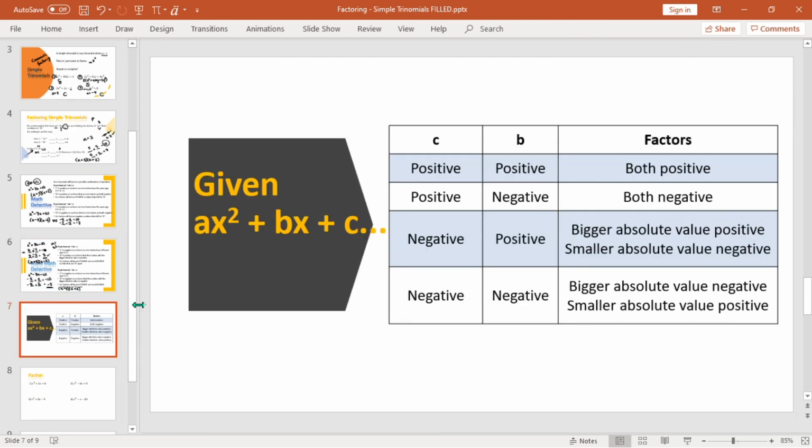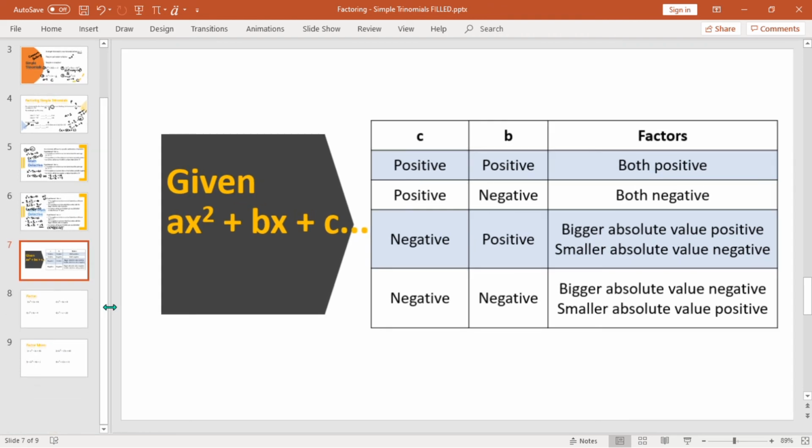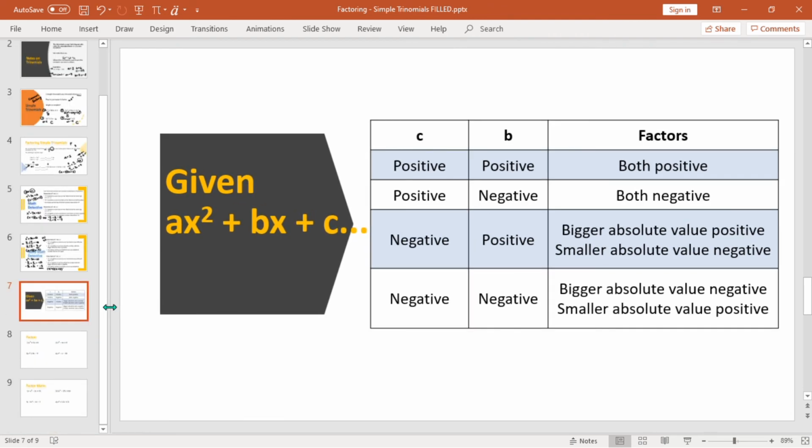And here's it all summed up in a chart. I'm going to make this a little bigger. So if C is positive and B is positive, you're going to have 2 positive factors. C is positive, B is negative, you're going to have 2 negative factors. And depending on whether B is negative or positive when C is negative, it tells you which number will be negative, which number will be positive. But you can always test it with the math.